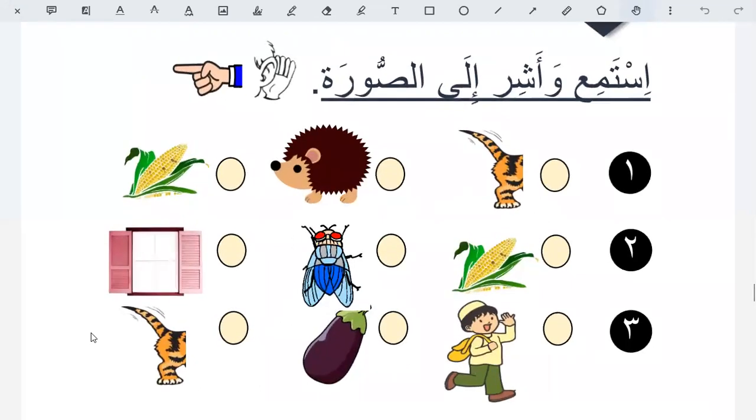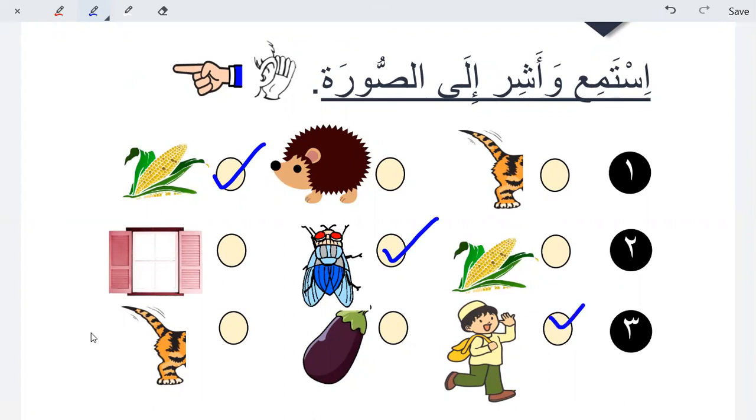Istame washili la sura. Listen and point to the picture. Rian. Yes. Zura. Second one. No, third one. Zubaba. Second one. Tilmis. First one. Good. Latifa. Zaid. Zail. Tail. Zubaba, second fly. Bazinjan. Second brinjal.